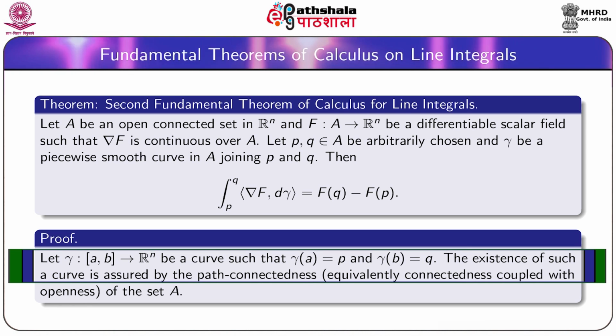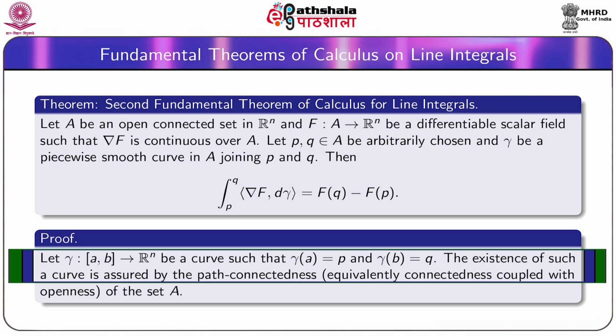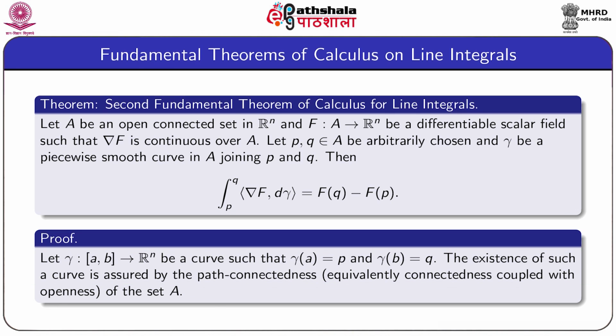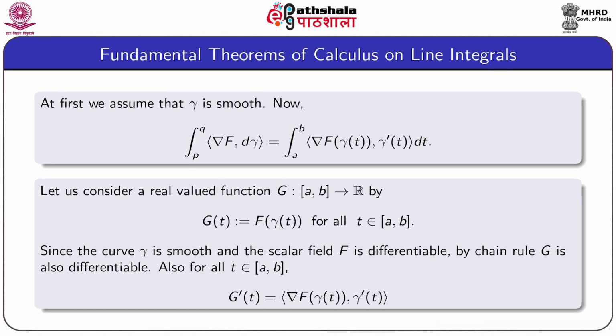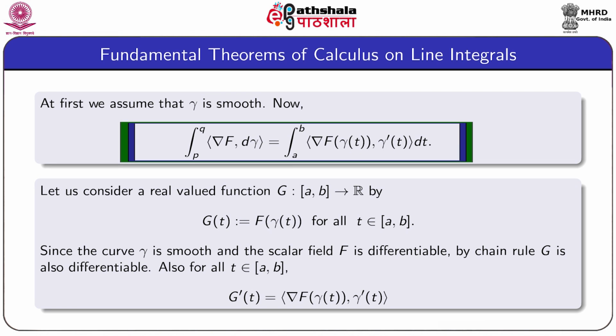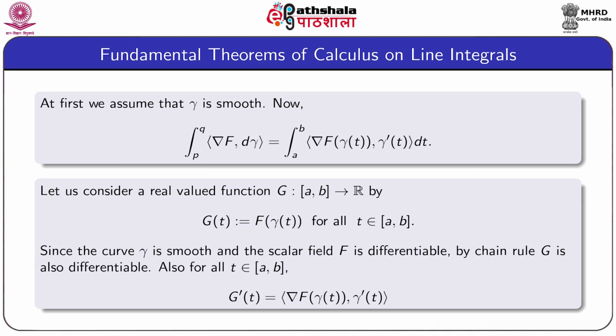Let gamma from [a, b] to R^n be a curve such that gamma(a) equals P and gamma(b) equals Q. The existence of such a curve is assured by the path connectedness of the set A. Here we assume connectedness coupled with openness, which is equivalent to the required condition. At first, we assume that gamma is smooth. The piecewise smooth condition will be considered later. Now, the line integral from P to Q of grad F d gamma equals the integral from a to b of the inner product of grad F(gamma(t)) with gamma'(t) dt.